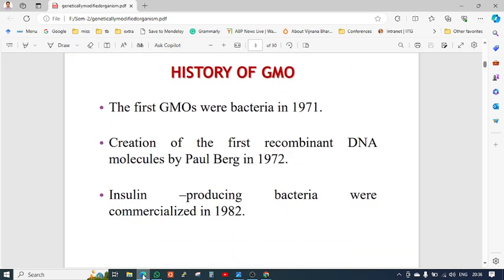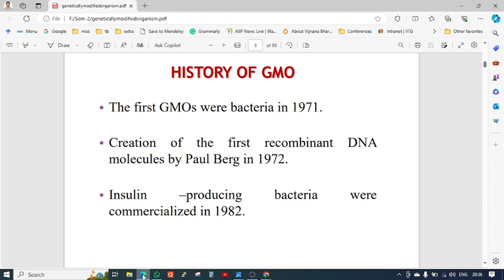Let's see the history. The first GMO was created in 1971 in a bacterium, where the bacteria were modified. These are bacteria that mostly cause some disease in animals or mammals. We modify them at the gene level so that they do the least harm to their host. So this type of modified bacteria cannot harm the different hosts as much.